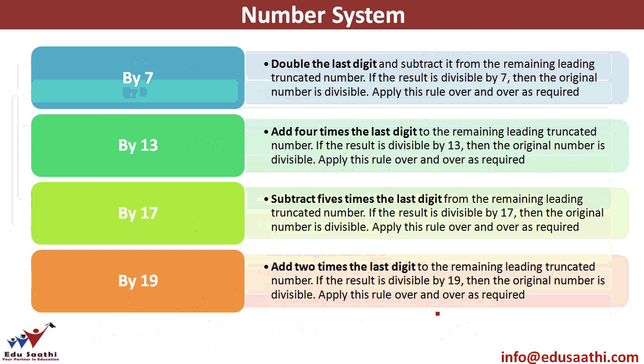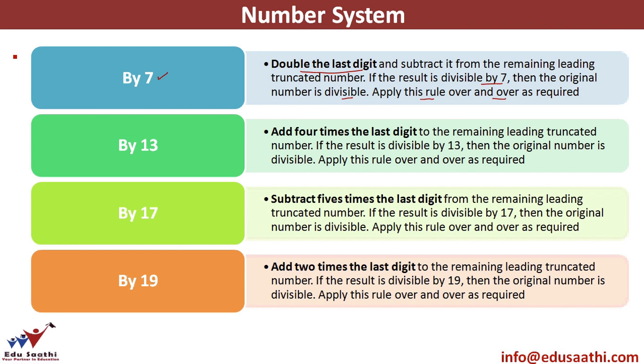Let's move ahead and look at the divisibility with 7, 13, 17 and 19. These are divisibility rules that you could choose to remember. However, even if you don't remember them, you can do a normal division. To check the divisibility with 7, I'll double the last digit. I separate the last digit, double it, and subtract it from the remaining truncated number. If the result is divisible by 7, then the original number is divisible. Apply this rule over and over as required.